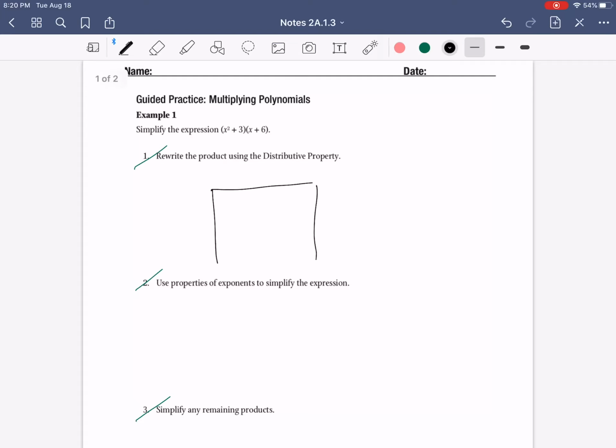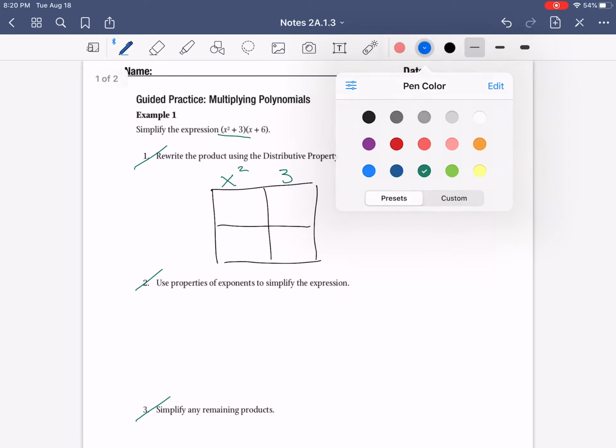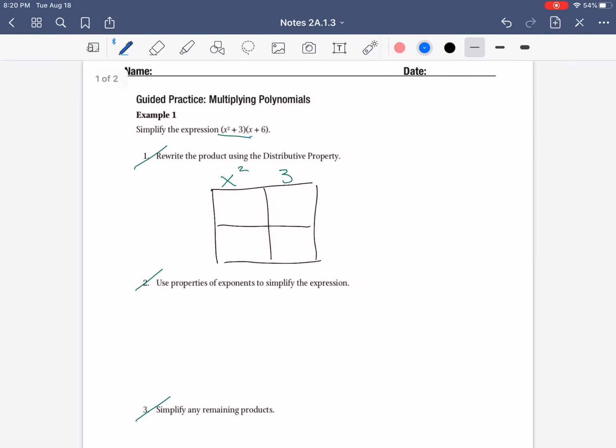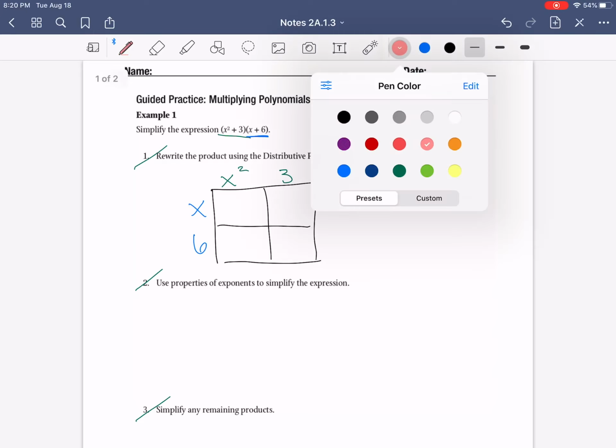You're going to need two boxes across the top and two boxes down the side. And then my first polynomial says x squared plus 3. So it doesn't matter if it goes across the top or down the side, but you put the x squared on top of one box and the 3 in the other. You do not have to use the plus sign. If there's a plus sign in between them, you don't have to write it. And then I'm going to take my x plus 6 and put it down this side, x, 6. I don't have to put the plus sign. And then we're going to go ahead and fill them out.